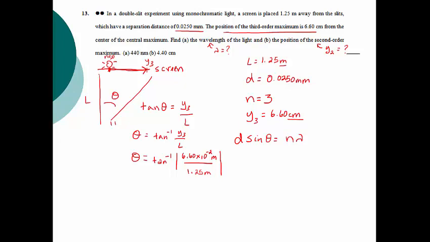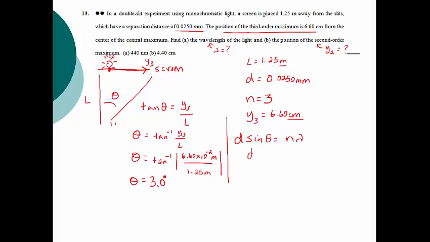So I'm going to take the inverse tangent of 6.6 EE minus 2, as I put things in my calculator, divided by 1.25. Again, they have to have the same units. And that gives me an angle of 3 degrees. So again, this would be a case where we could have used the approximation, which we'll talk about later, but it's 3.0 degrees. And so now I'm ready to solve for lambda.